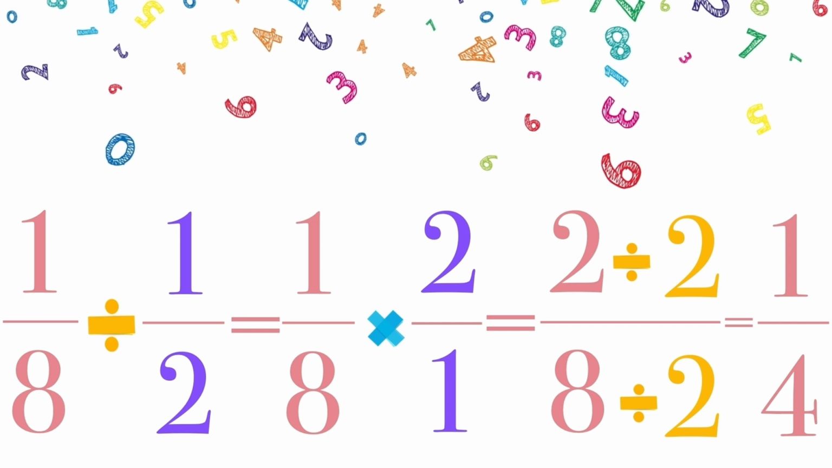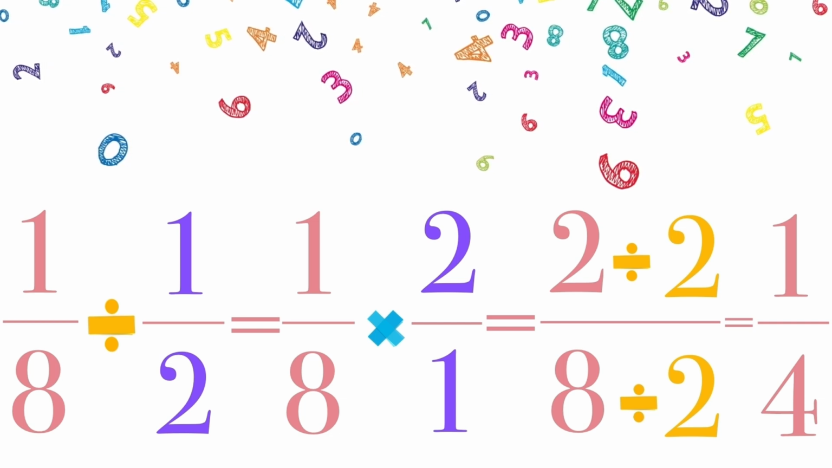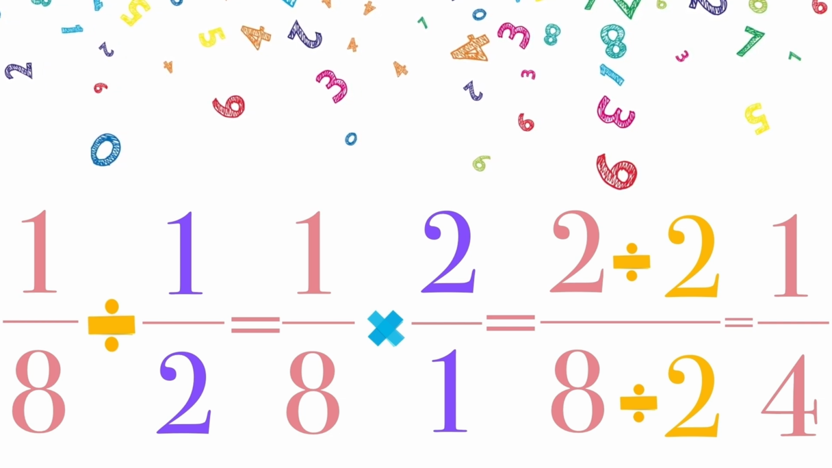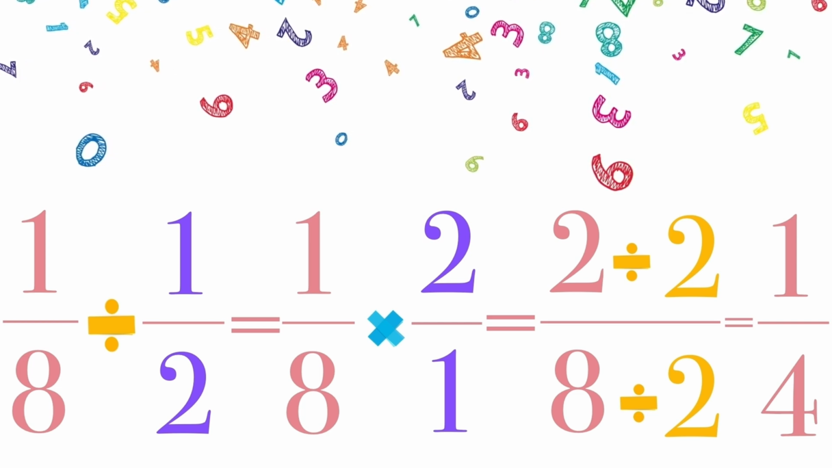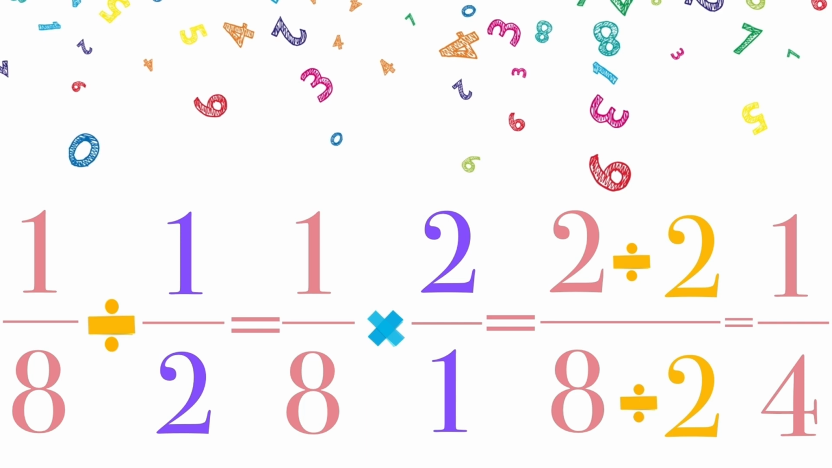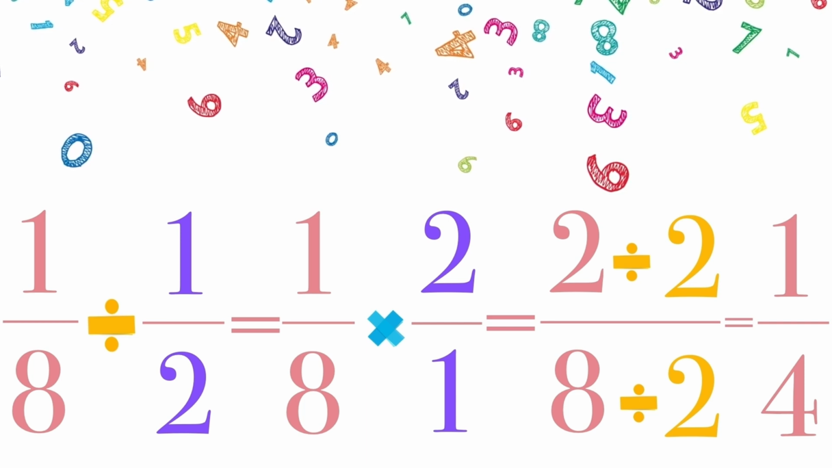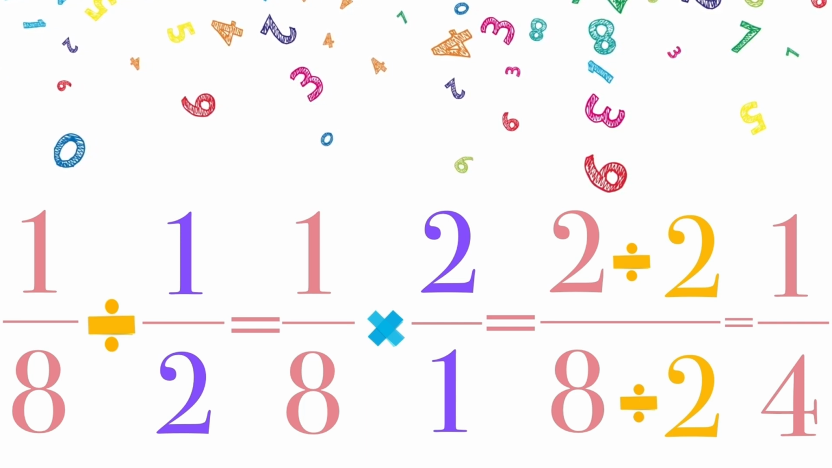1/8 divided by 1/2 becomes 1/8 times 2 over 1, or 2. And this results in a value of 2/8. Since 2 and 8 share a common factor of 2, we must simplify. 2/8 becomes 1/4.